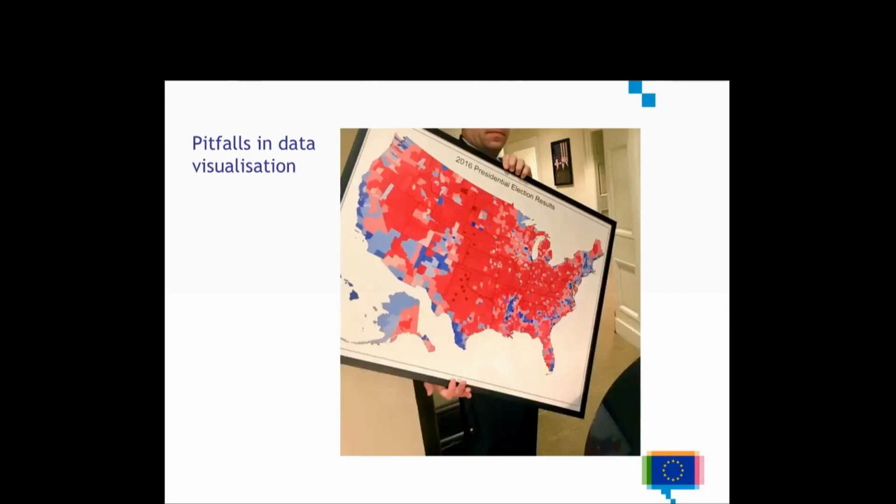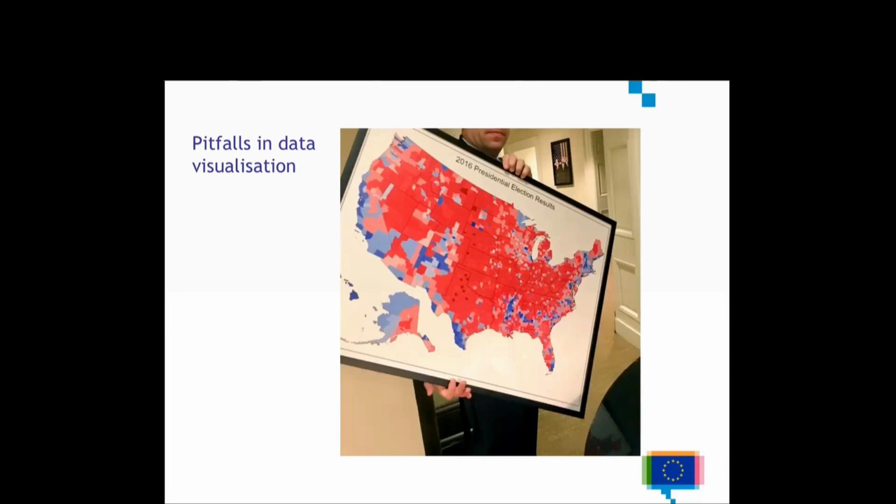Then some words on maps, because maps are obviously also data visualizations, and a lot of things can go wrong when mapping data. So what you see here is a map of the presidential election results of 2016. It's on the way to be hung on the walls of the White House. And it's a map that President Trump likes a lot because there's a lot of red, the color representing his Republican Party on this map.